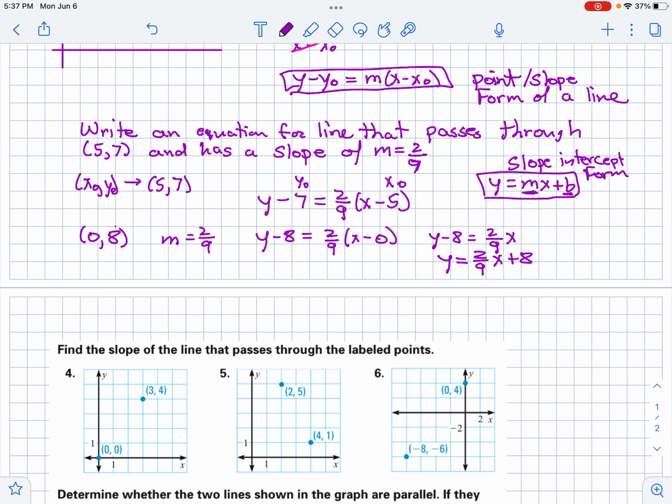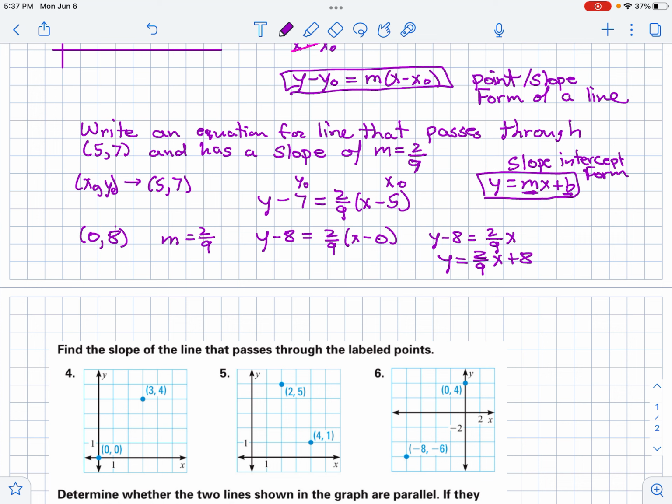Now, I've got my slope. Now, I can pick either one of these points for my x naught, y naught. I'll pick this one. I've got y minus 7 equals negative 5/3 x minus 1. There's my equation for the line right there. No more to it than that. Now, let's suppose I want the slope-intercept form. This is the point-slope form.